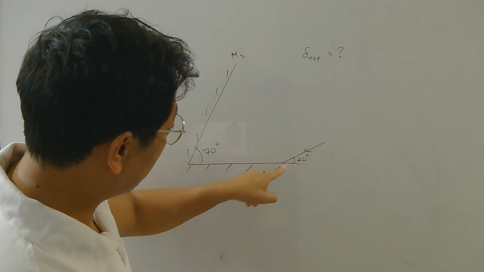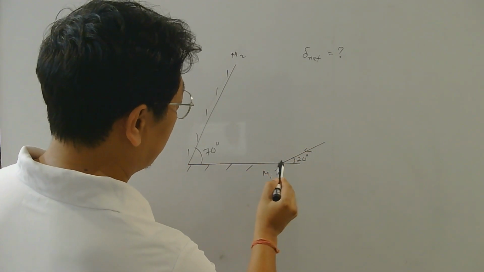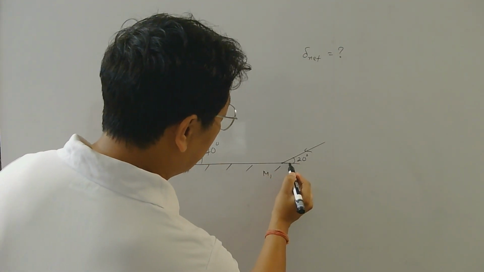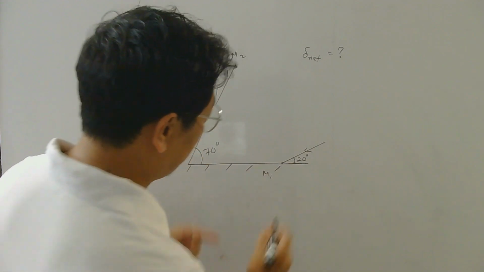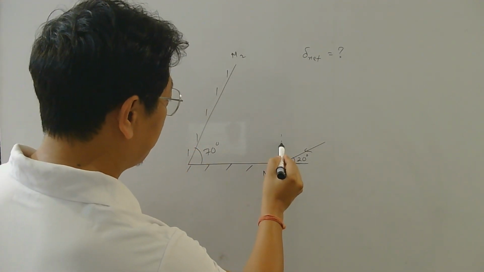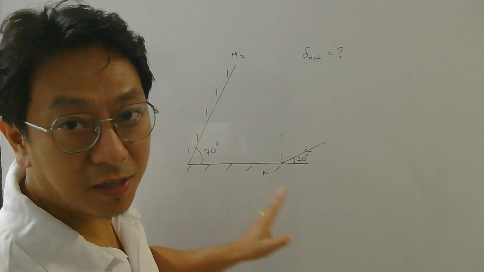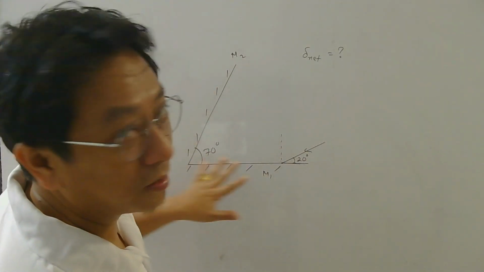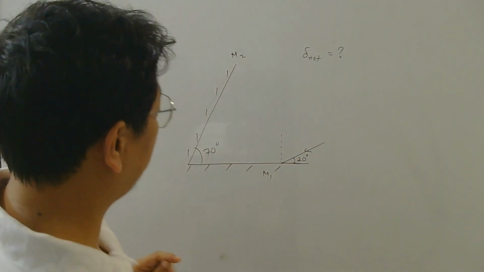The ray of light falls on the first mirror at an angle 20 degree with the mirror, not with the normal, with the mirror. So normal will be here, right? So these two angles are given. We are supposed to find total deviation after reflection from the two mirrors.